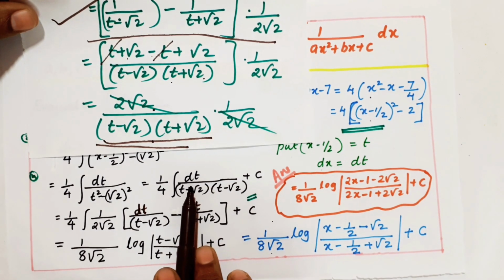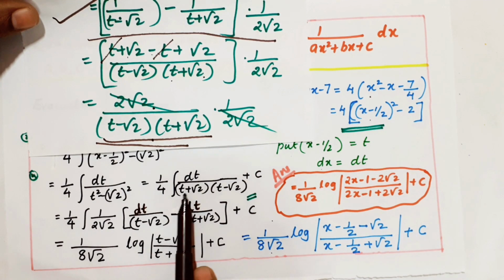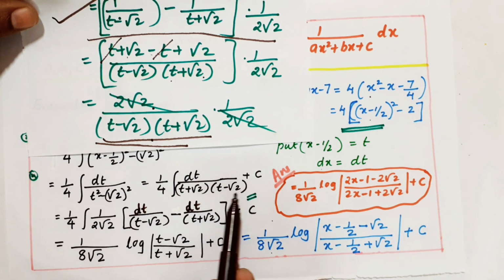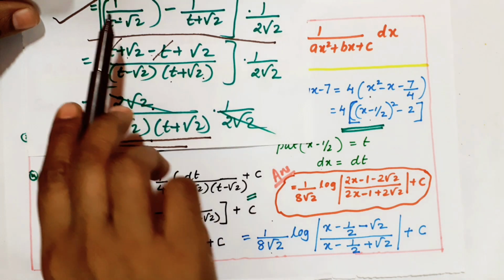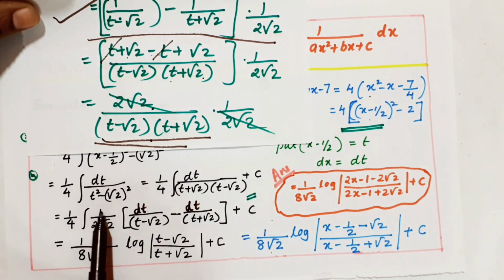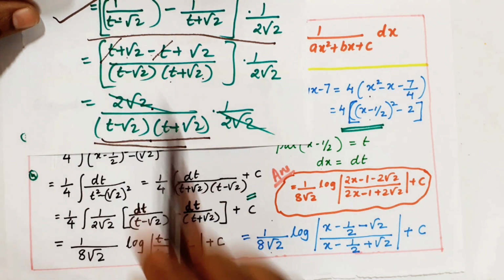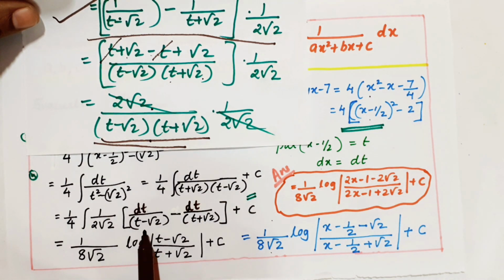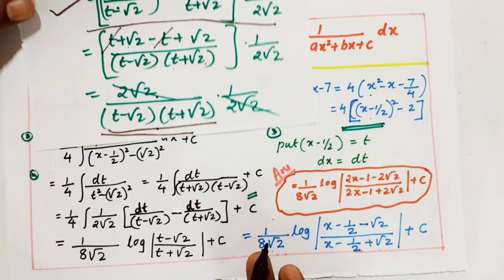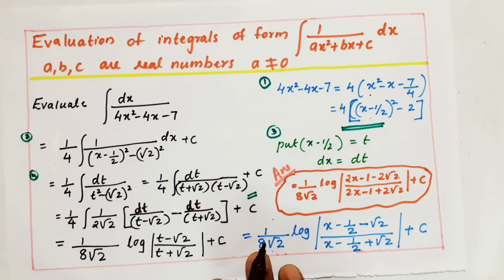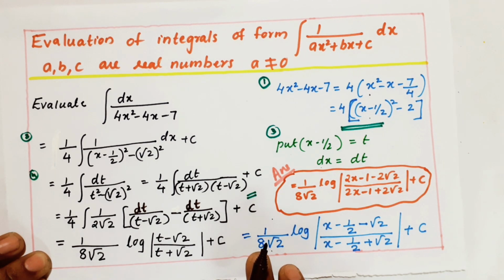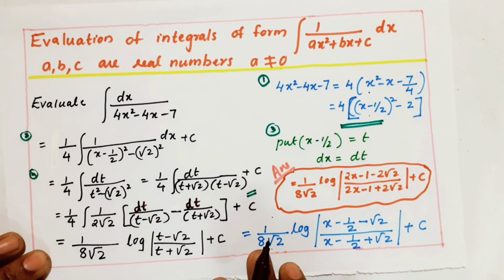This term, integral of dt by (t plus root 2) into (t minus root 2) plus c, I am writing in the second form. That is 1 by constant 1 by 2 root 2 into this term, dt by (t minus root 2) minus dt by (t plus root 2) plus c. Clear? Why am I writing like this? Because this is a very shortcut, the easiest method to do it.